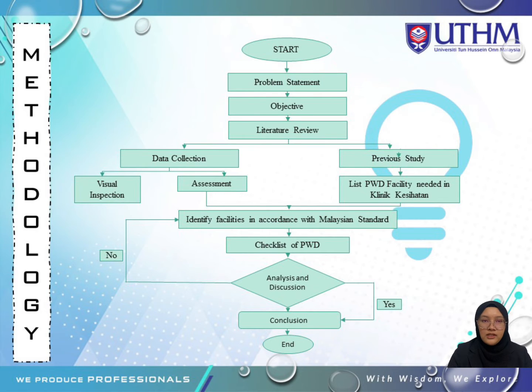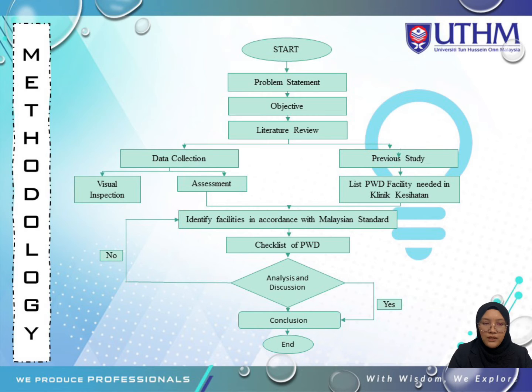Next, go to methodology. The methodology goes from problem statement, objective, literature review. From the literature review there are 2 types, which are data collection and previous study. Data collection is visual inspection, which is going to the site and checking the data, and then the second is assessment. The previous study lists the PWD facilities needed in klinik kesihatan or other buildings. From the assessment and the PWD list, we need to identify facilities in accordance with the Malaysian Standard, MS 1184. From there, we can get the checklist for PWD. So we go to analysis and discussion.